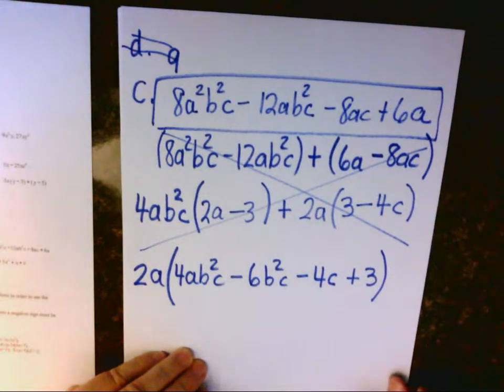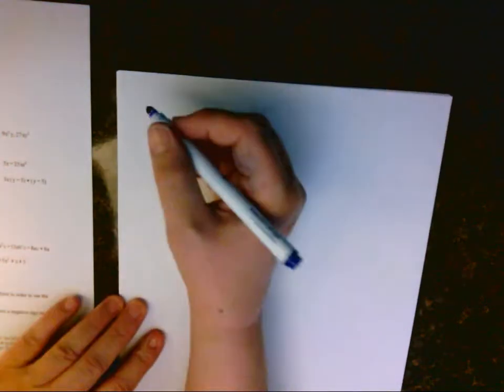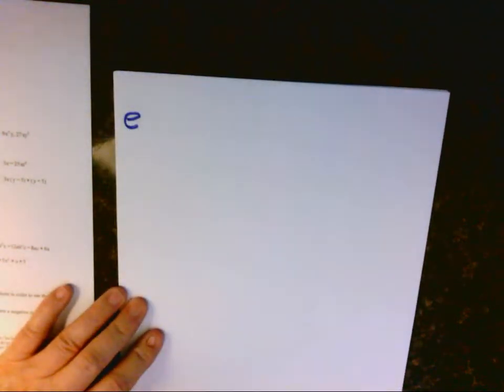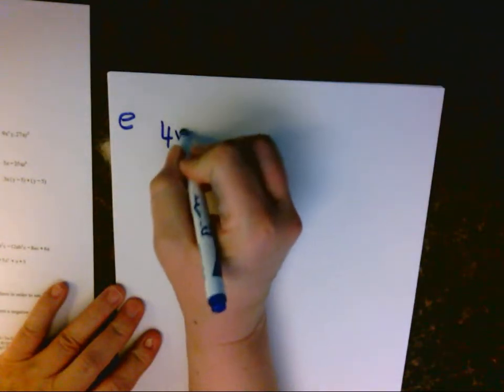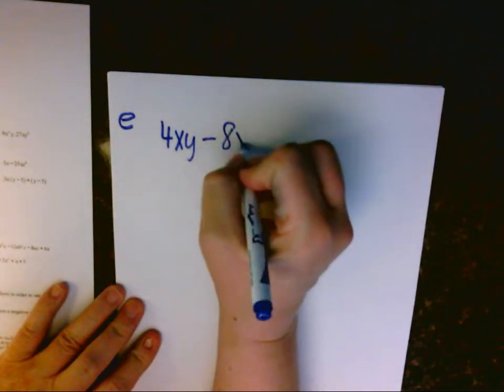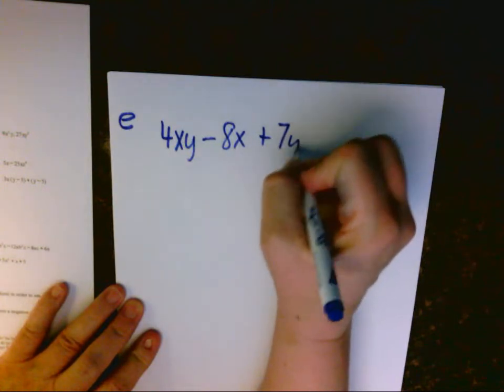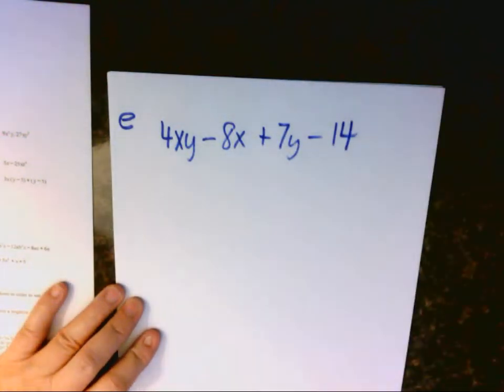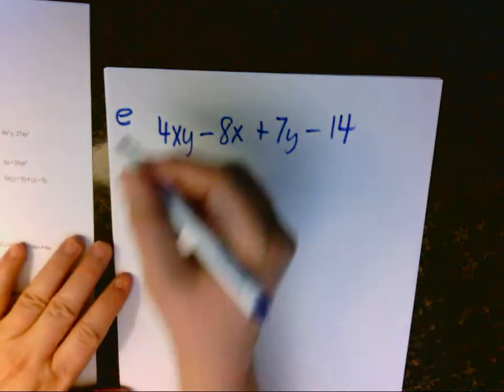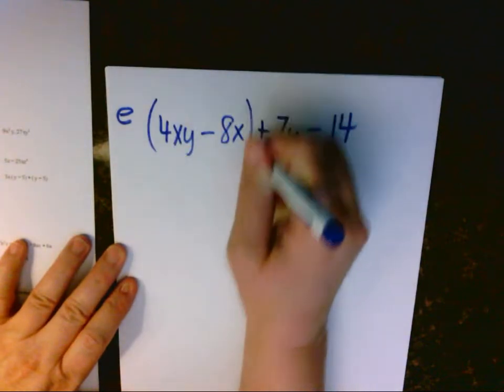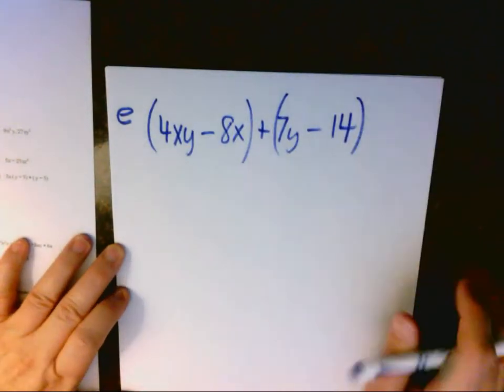Let's go ahead with D. We did D already. We did D before C. Now let's look at E. Okay, E says to take 4xy minus 8x plus 7y minus 14. Is there anything common to everything? No common factor. So we have no option here but grouping. So I'm going to begin by grouping the first two and grouping the second two and hoping it works.